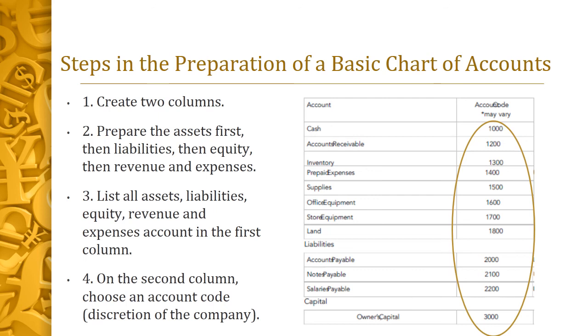Now, step 4, on the second column, you choose an account code. This is based on the discretion of the company. So you can number it as 100 or 001 and then 002, or 1000, 1200, just like in the example. It depends on the discretion of the company.